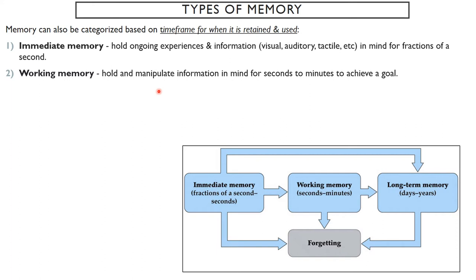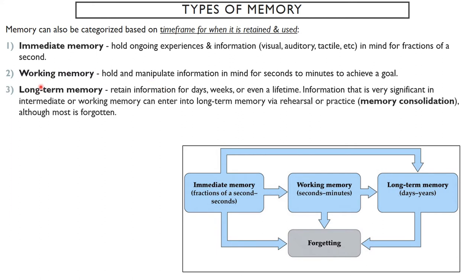So holding on to any kind of information for a brief period of time that you won't necessarily need to retain long term. That takes us to long-term memory, which is where we retain information for days, weeks, or even across a lifetime. Information that is very significant to us in immediate or working memory can enter into long-term memory via rehearsal or practice. So let's say I really wanted to memorize your number. Instead of just repeating it a couple of times, I might repeat it 15, 20, 30 times, and by practicing it, it's likely to be consolidated into long-term memory.